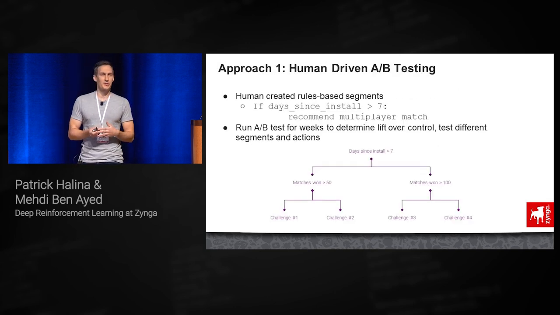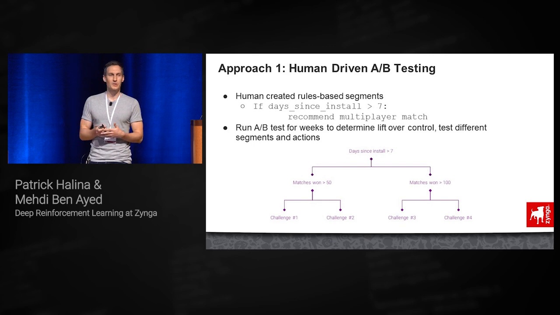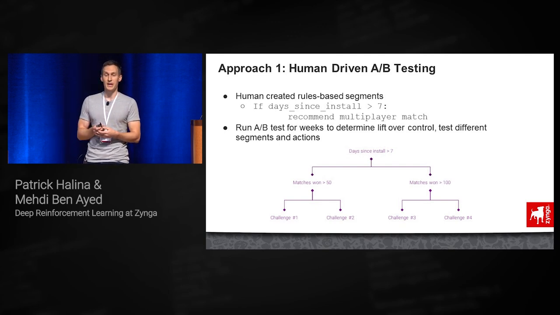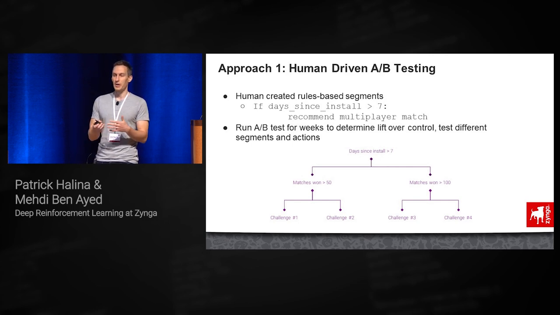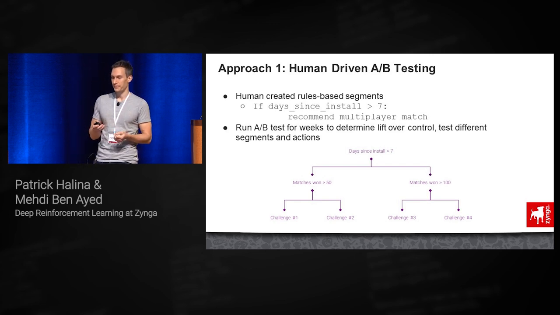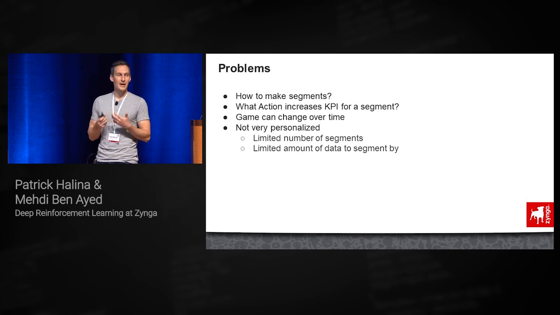And we've had a lot of success with this using this first approach, which is human-driven, rules-based segmentation. So one of our PMs will come up with a rule, and in this example, we have something like, if someone's installed the game more than 7 days ago, we'll recommend a multiplayer match. So this kind of boils down into a big decision tree. You're segmenting all of your users into one of these segments, and then you assign an action to them. And then you can do A-B tests to try out different types of rules or to compare them to a control to see if you get a lift. But we have had a lot of success with this.